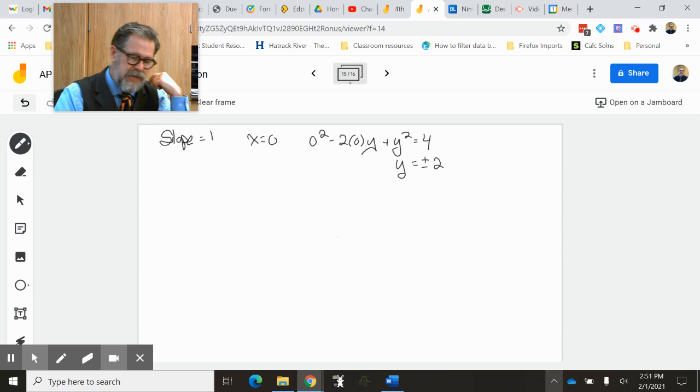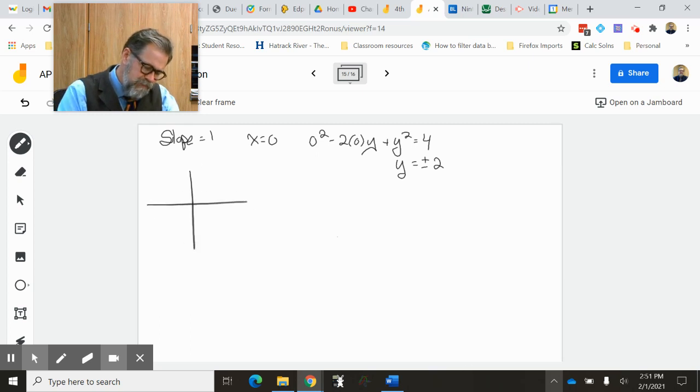Well, that's interesting because I have a slope and I have 2 points, not just 1 point. So what does that look like? I got a point here, and I got a point here, and I've got a slope of 1.